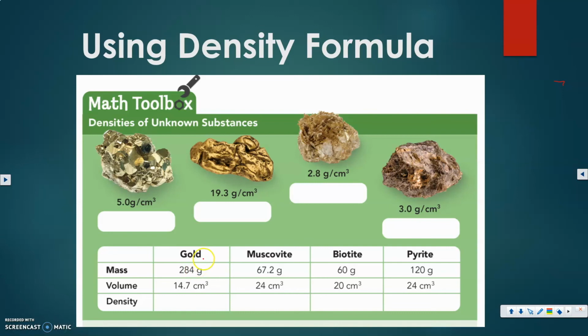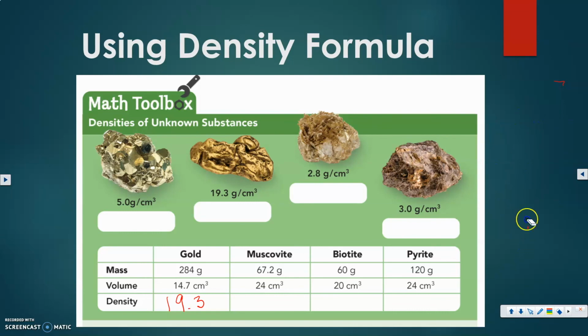So we're just going to take the mass divided by volume. So let's figure out the mass of all of these, and then we can figure out which one is actually the real gold. So we're going to take 284 divided by 14.7. And if you put that in your calculator, I don't expect you to do that in your head, you're going to get 19.319 and so on. Well, we're just going to round to the nearest tenth. So we can find that this one is 19.3.